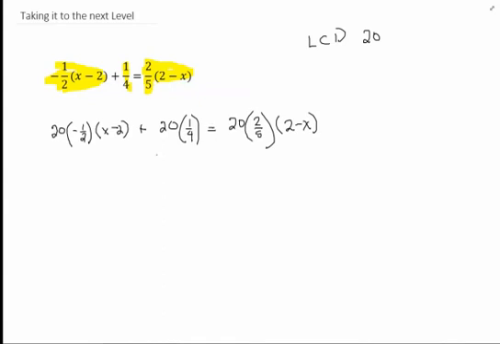So now if I take 20 times negative 1/2, that gives me negative 10. And that negative 10 multiplies (x minus 2). Plus 20 times 1/4, that gives me 5. And so 5 is equal to 20 times 2 over 5. So 20 divided by 5 is 4, and 4 times 2 is 8. So we have 8 times (2 minus x).